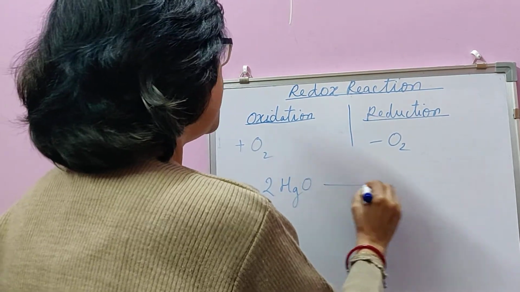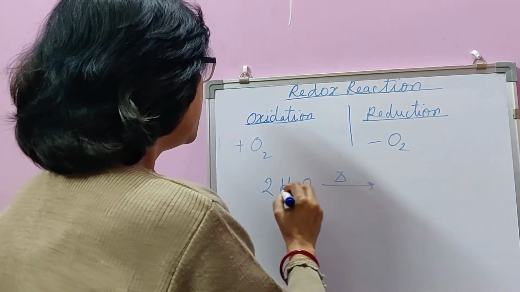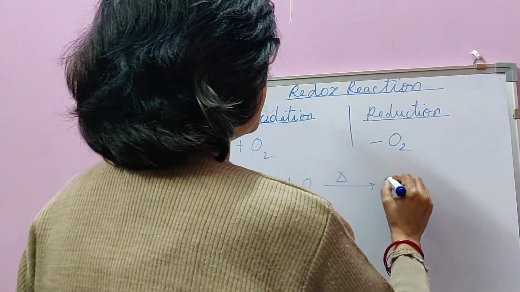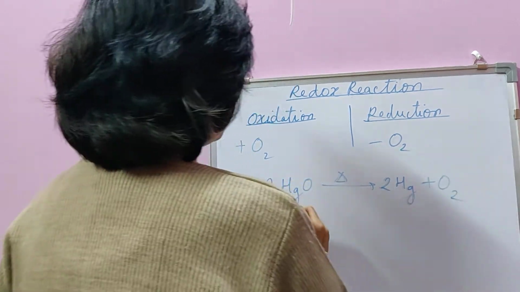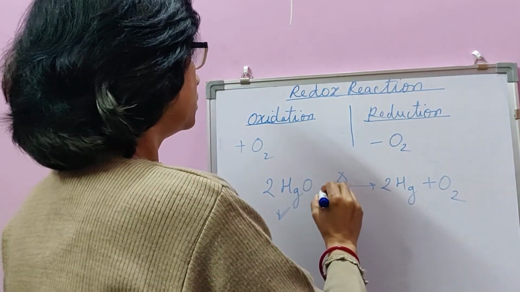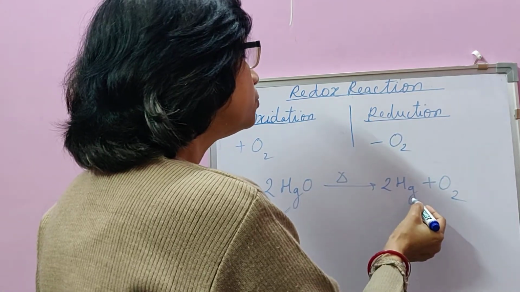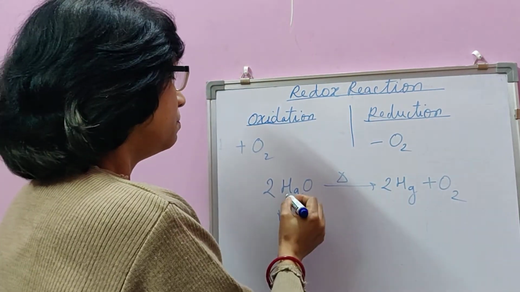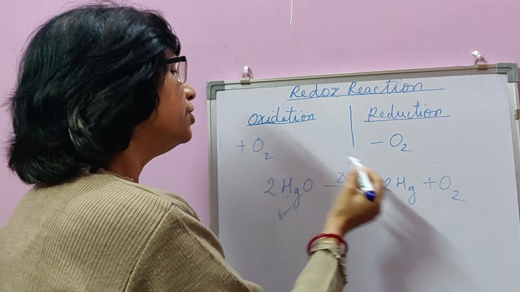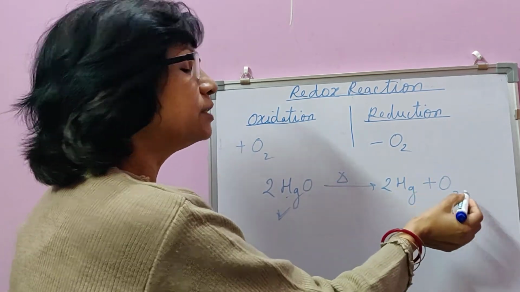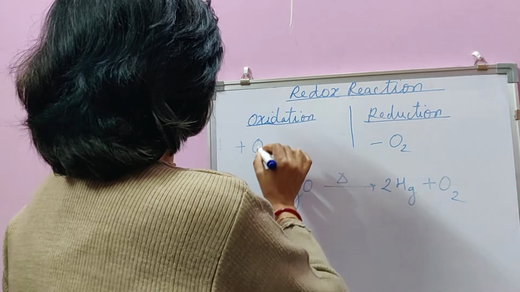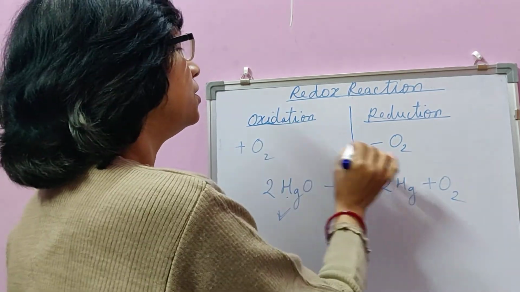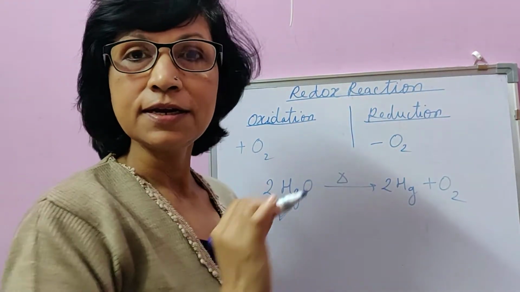Mercuric oxide, when heated strongly, separates oxygen from it and turns to 2Hg plus O2. So in this reaction mercuric oxide is reduced to mercury. Mercuric oxide HgO is reduced to mercury because oxygen is separated from it, and reduction is the opposite of oxidation. Addition of oxygen is oxidation, loss of oxygen is reduction.